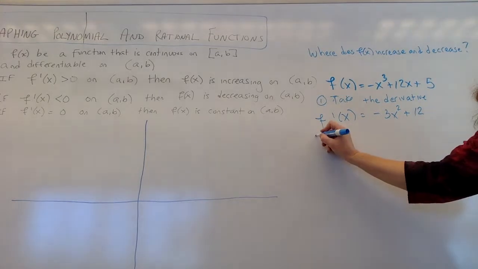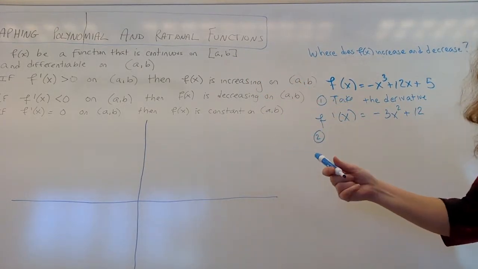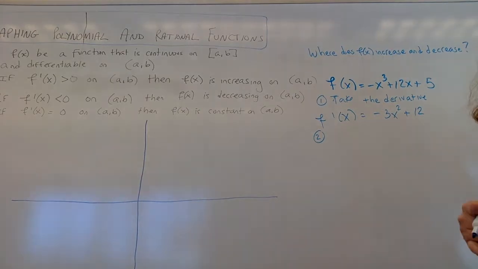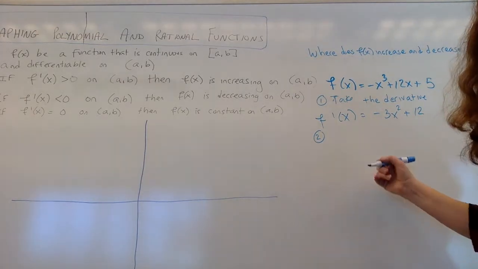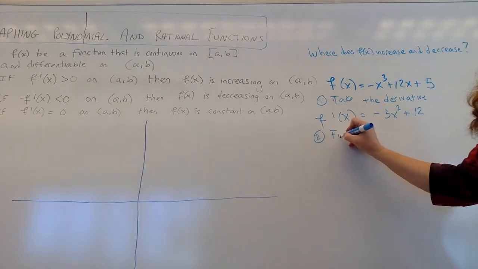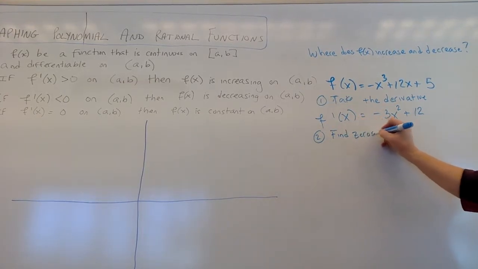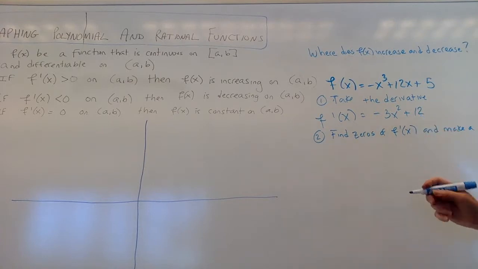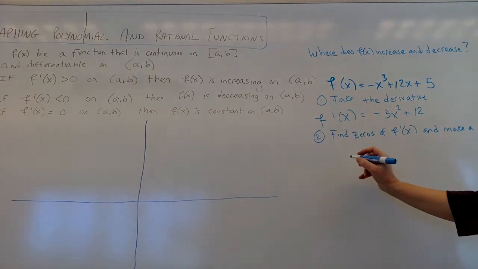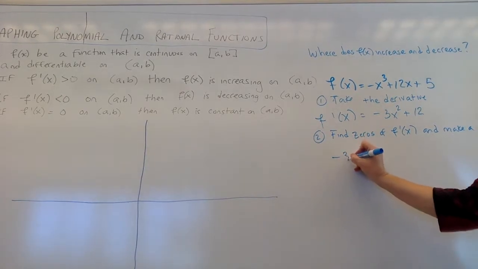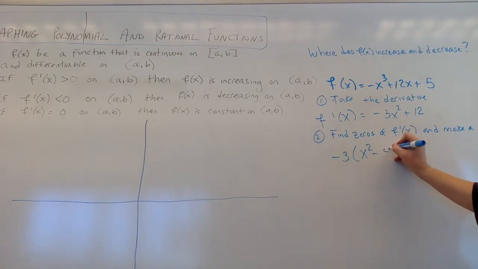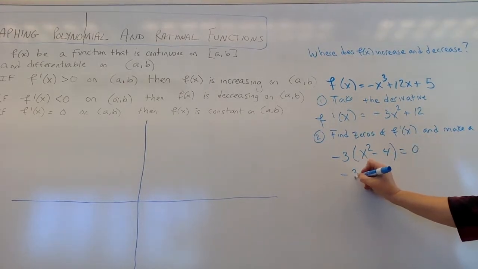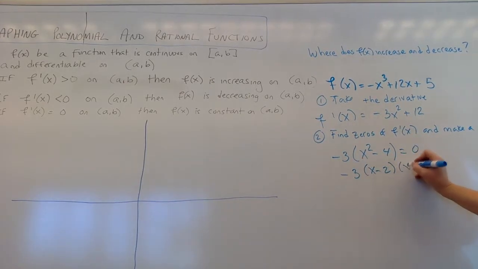Now what do I need to do? Well, I need to know where it's increasing and decreasing. So I need to know where it's positive and negative. So I need a number line, and I need to know where the zeros are. So I need to find the zeros of f prime of x and make a number line. Okay, what are the zeros of this? Take a minute and figure it out. Alrighty, so what'd you get? You had negative 3 times x squared minus 4. So I have negative 3 times x minus 2, x plus 2.